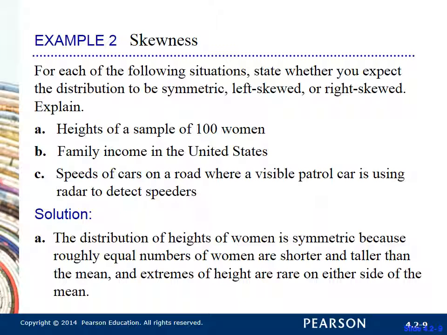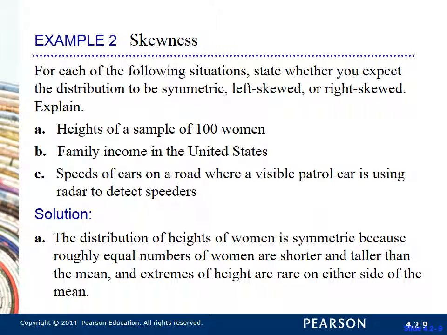Now the family income in the United States, that'll be different. Most people make around $50,000 or so according to the statistics here, but you've got very few people who make a whole lot more, so that's going to pull the tail out to the right.